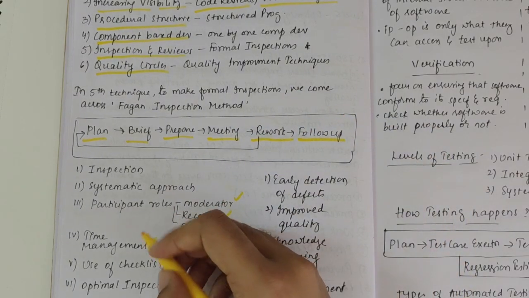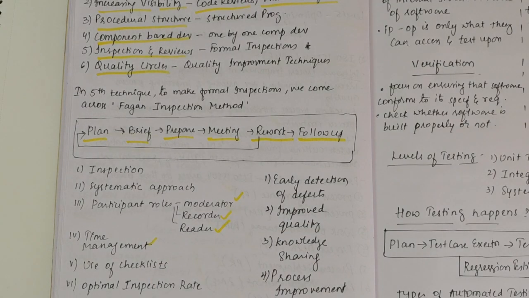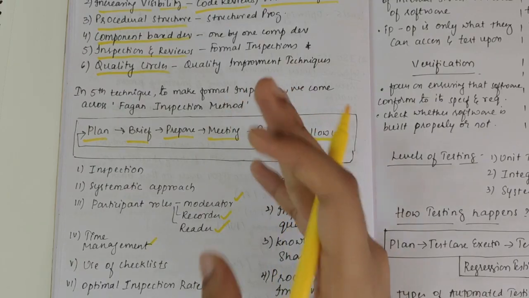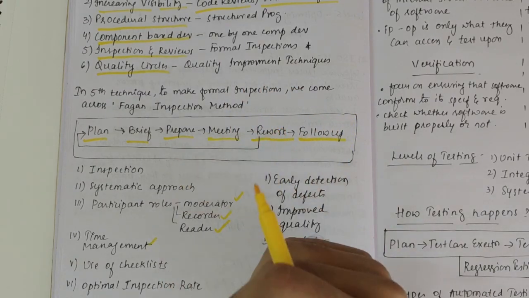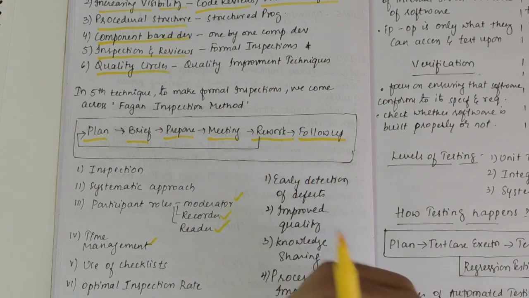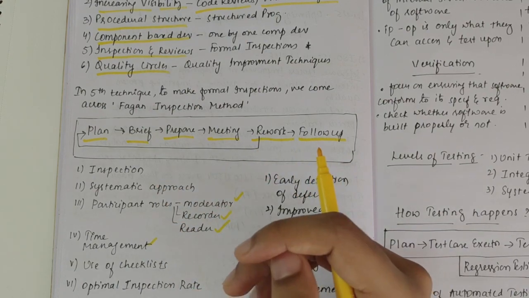Then we have time management. Inspection meetings are structured to be efficient and short. It could be 1 hour or 1.5 hours. It should not cross beyond that. By this, the meetings will be effective. Instead of wasting time, if we have them for short durations, the focus and productivity of the teammates or the panel members would be maintained.